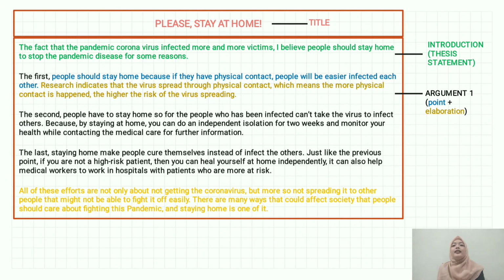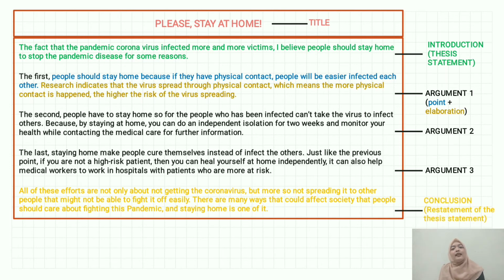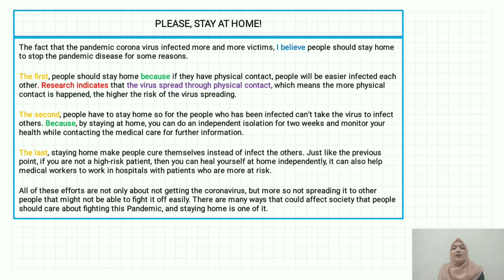Okay? The third paragraph is the second argument, and then the fourth paragraph is the third argument. The last paragraph is called conclusions. Okay? Now the language features of the text.